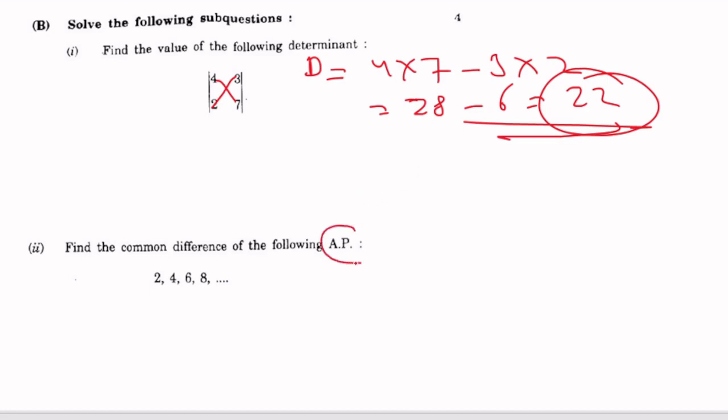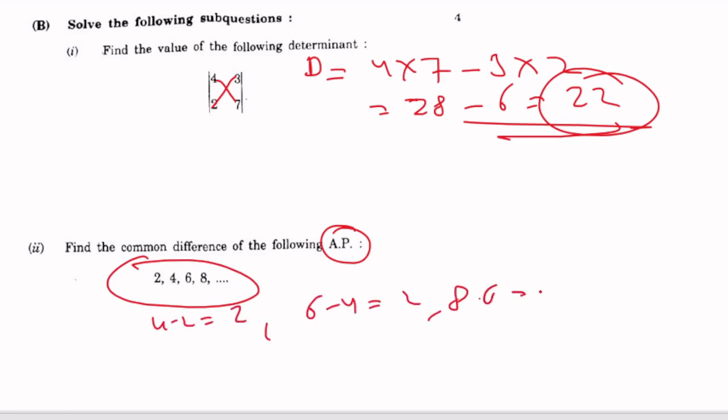Next question. Find the common difference of the following AP. If any series is an AP, the difference will be common across the series. So if you subtract the previous number from the next number, you will always get the same difference throughout the series. So 4 minus 2 is 2, 6 minus 4 is 2, 8 minus 6 is also 2. So simply you can write this way and we will get answer 2.